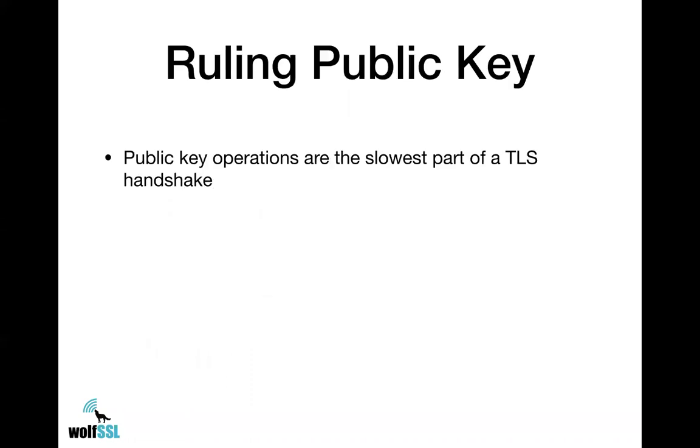So, ruling public key. Public key operations are the slowest part of a TLS handshake. If you're going to be doing a TLS handshake with full client authentication and all that stuff, then there are a lot of public key operations happening, and each one of those is very expensive, far outweighing any of the ciphers or the digests or any of the other cryptographic algorithms, randoms that you might be using.